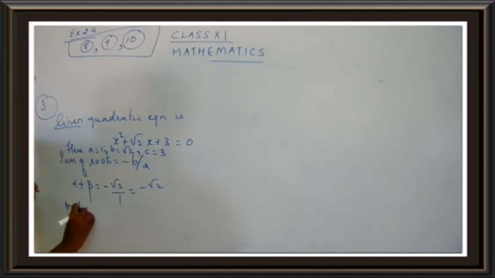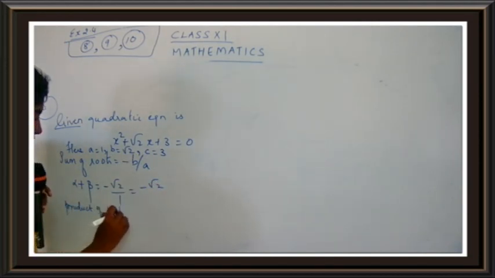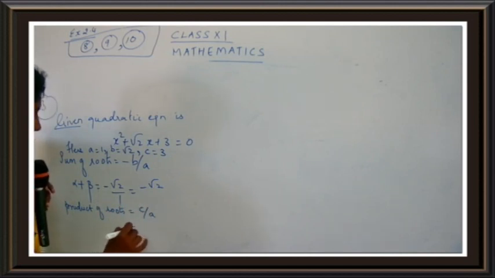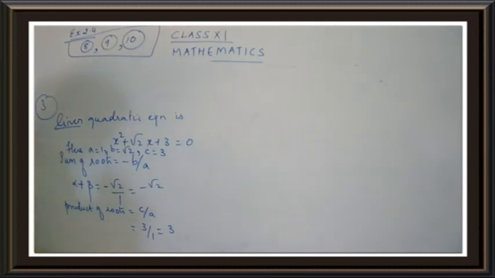Product of roots, what is the formula for product of roots, children? C upon a. C is 3, upon 1, which is equal to 3. So I have found the sum of roots, and also I have found the product of roots.